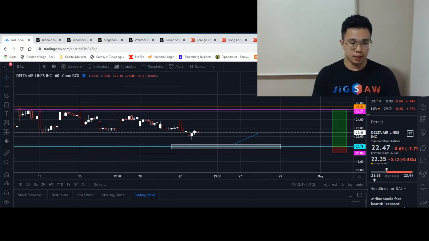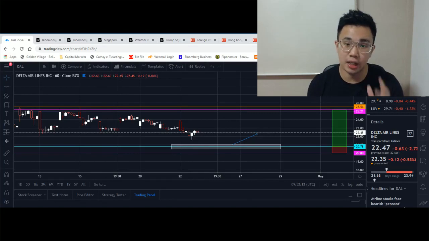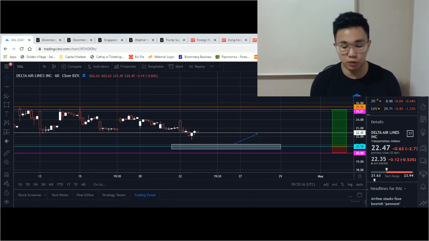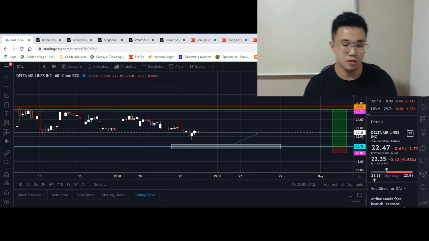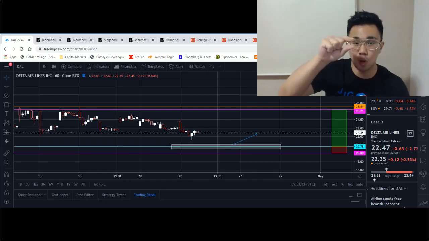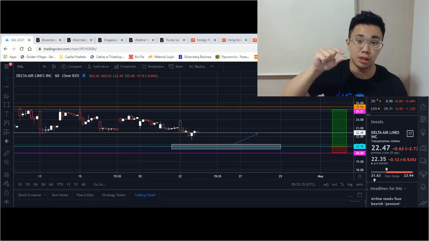So how do you find out the exact risk to reward ratio, or the reward to risk ratio? Very simple. You take the entry price, which is 20.78, and minus away your stop loss level, which is 20. Then you get 0.78. That is the amount of losses that you can have per share.